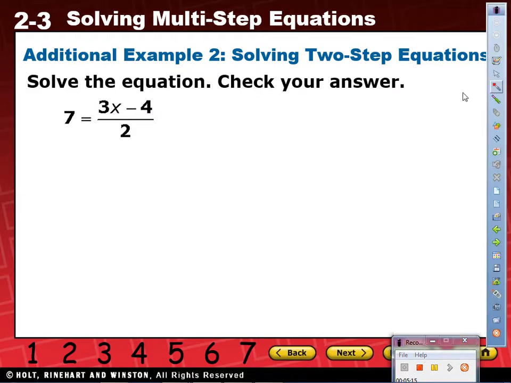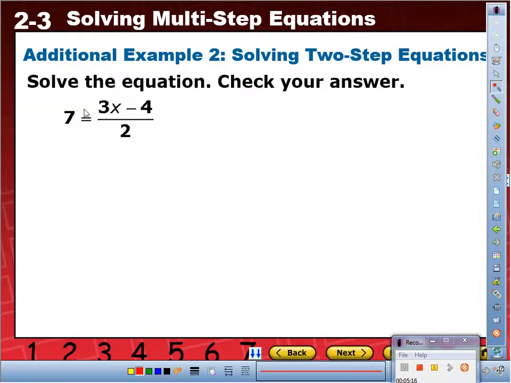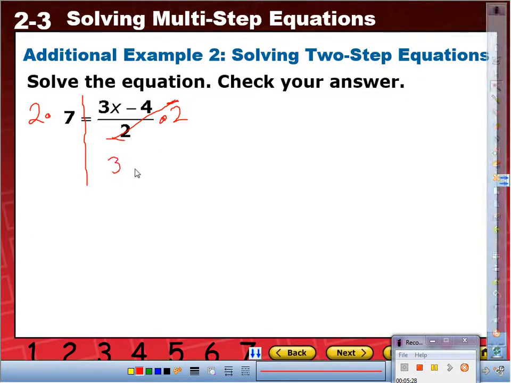Let's see, here goes the process. I'm going to draw my line down the equal sign. I multiply times 2, multiply times 2. Here's my giant 1 right here. We're left with 3x minus 4 equals 14. So far, so good? Okay.